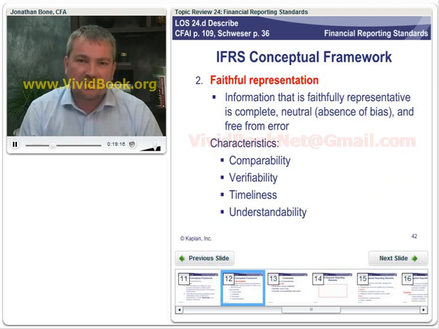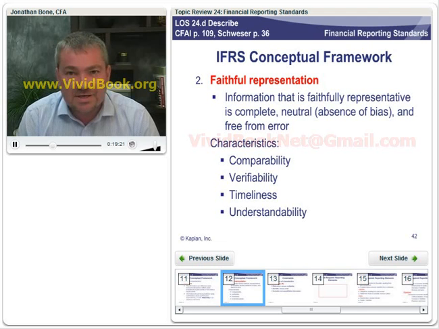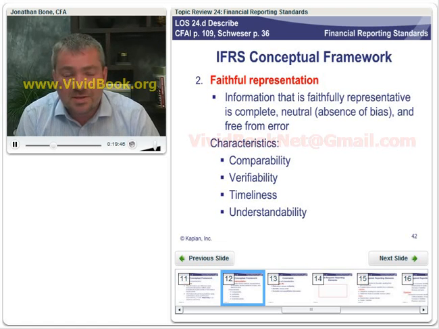Now notice we have some sub-characteristics here. These aren't necessarily linked to faithful representation, but these will help our accounts be both relevant and faithfully represented. So comparability. Comparability allows us to compare year on year. So for example, the framework says you need to produce not just this year's figures, but you also need to state last year's figures so we can compare. It also makes it very difficult to change an accounting policy. In fact, if we change an accounting policy, we have to go back to prior years and restate those accounts as if that policy was used then as well.